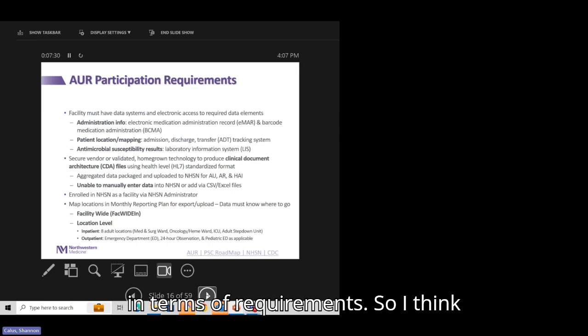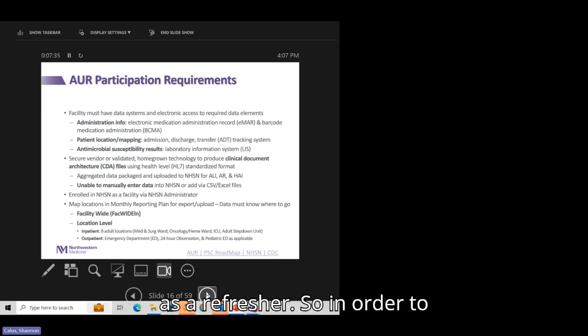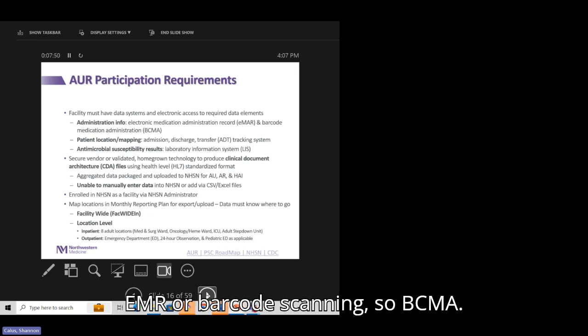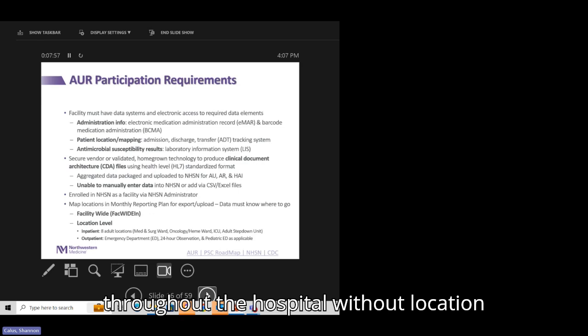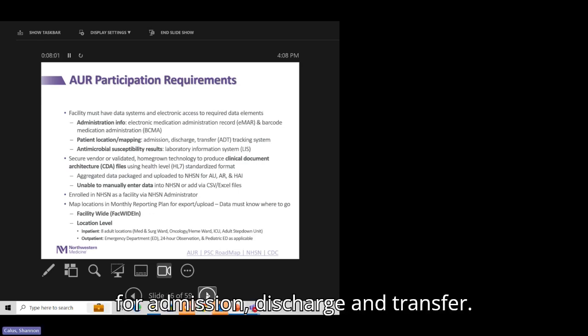In terms of requirements, I think everybody is maybe doing this, but just as a refresher, in order to report to AUR and participate in the modules, you do have to have information easily transferred. So administration info, be it either a medication administration record or an EMR or barcode scanning, so BCMA. You also have to be able to figure out where patients are moving throughout the hospital with location mapping. So you have to have some system for admission, discharge, and transfer.